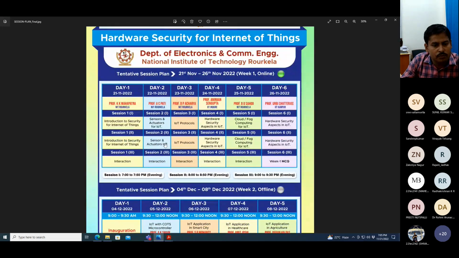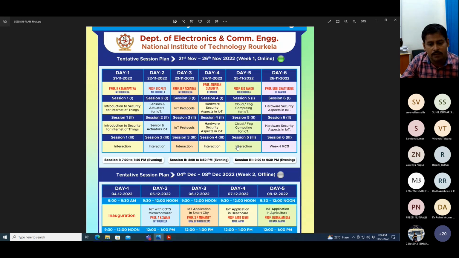We'll start today with Professor K.K. Mahapatra from NIT Rourkela on Security of Internet of Things, followed by what the sensors and actuators required to form the IoT system are. Then we'll see the IoT protocols through which it will communicate with various peripherals, as well as how it can communicate to the cloud, and how it can use the cloud efficiently to store and process the data. Then we'll also discuss hardware security aspects of IoT.